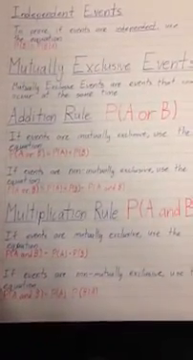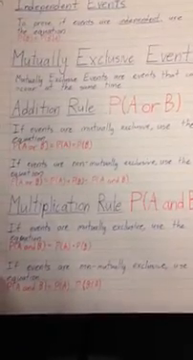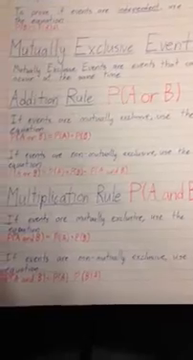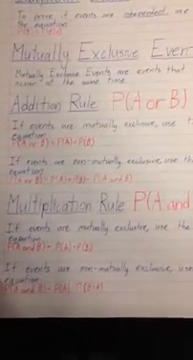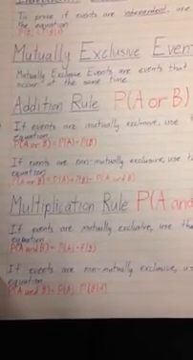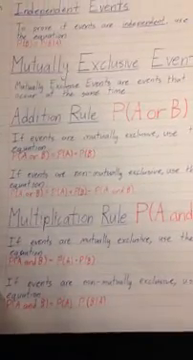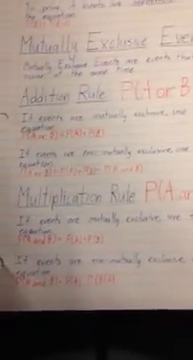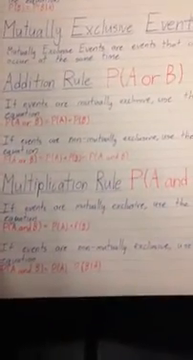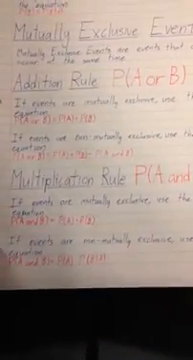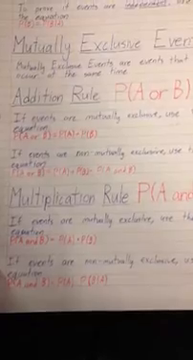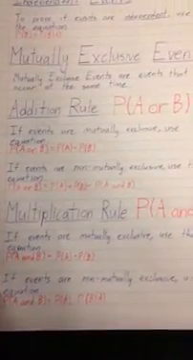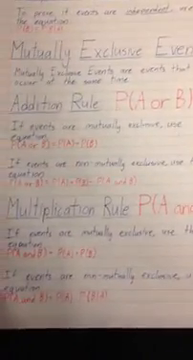So to find the probability of A or B occurring, you need to find out if the events are mutually exclusive. And if they are, then you use the equation: probability of A plus probability of B is equal to the probability of A or B occurring. And if the events are not mutually exclusive, then you use the equation: probability of A or B is equal to the probability of A plus the probability of B minus the probability of A and B.